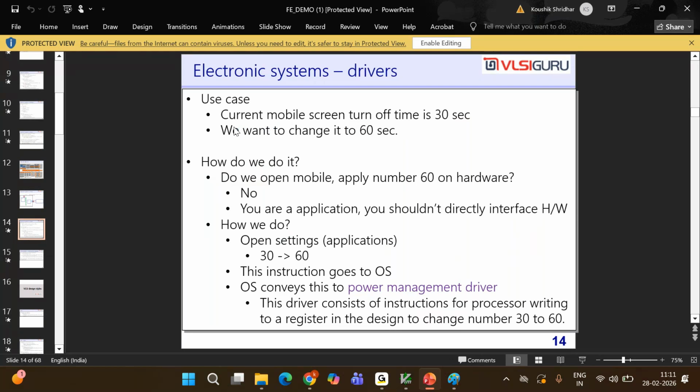Electronic system drivers use case. Again, this use case we have discussed. Here they are discussing screen off time, where you want the screen to turn off after 30 seconds to save power. See, portable devices such as mobile phones and laptops are portable. A washing machine is not a portable device; you cannot carry it everywhere. A projector is also not a portable device. For projectors and washing machines, constant power supply is needed.